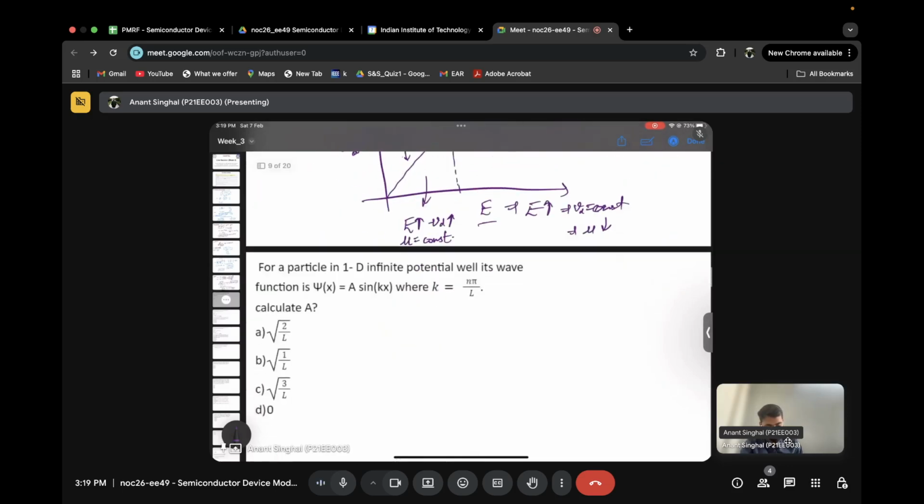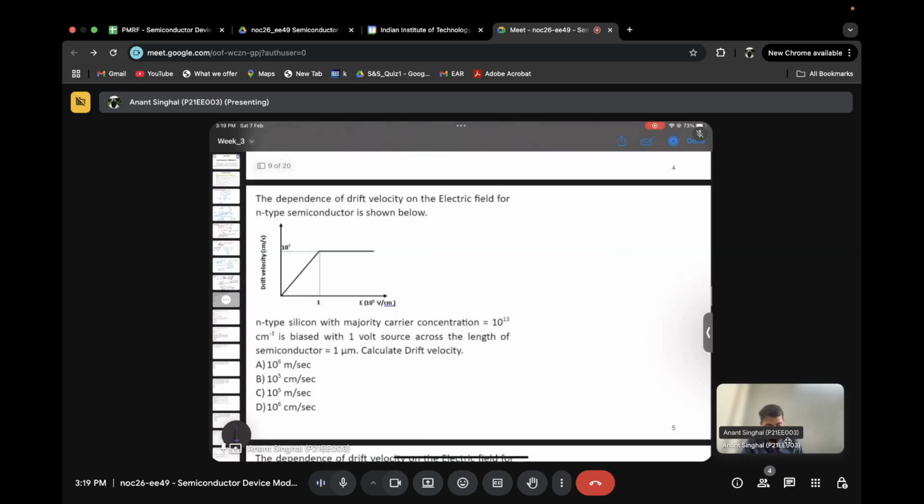Okay, so let's try a problem related to this, which is this one, I guess. The problem says that the dependence of the drift velocity on the electric field of an n-type semiconductor is given below. So we have certain values given. This is in centimeter per second, this is in volt per centimeter. It says we have an n-type silicon with majority carrier concentration, that would be Nd that we discussed in the last lecture, biased with a 1 volt source across a length of 1 micrometer. You need to find the drift velocity.